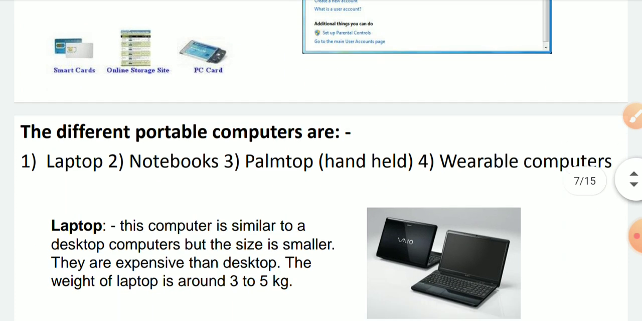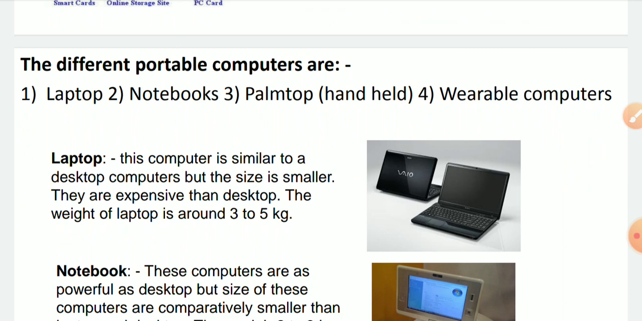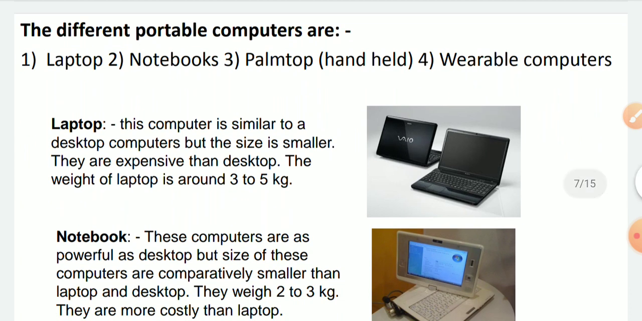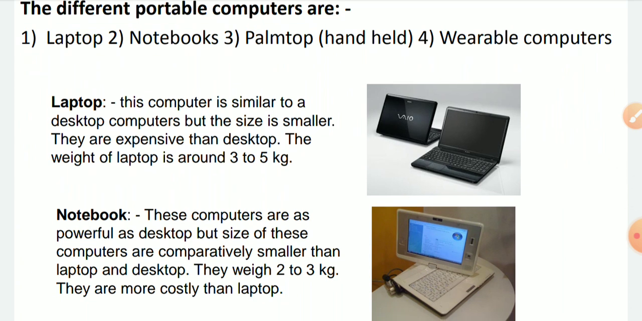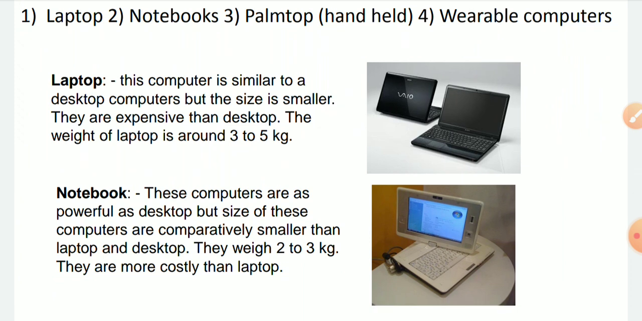Different types of portable computers are laptop, notebook, palm top, wearable computers. Laptop: this computer is similar to a desktop computer, but the size is smaller. They are more expensive than desktop. The weight of a laptop is around 3 to 5 kg. The advantage of a laptop computer is that you can carry this computer from one place to another easily.